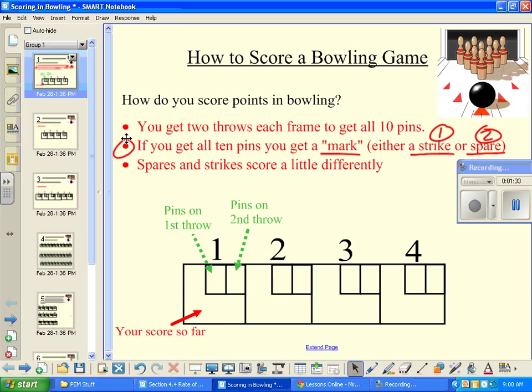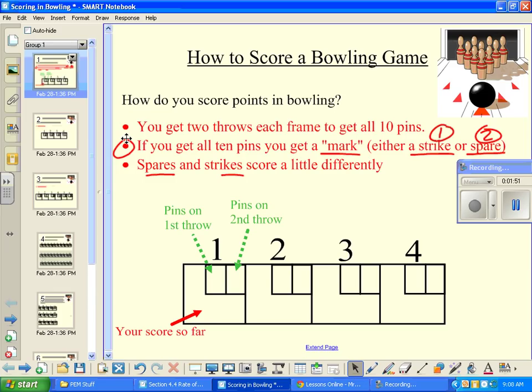So we are obviously trying to get a higher score. You want to get marks because that's when you get all the pins, and then you get a bonus for those as well. Spares and strikes score just a little differently though, which is the only thing that makes scoring a game of bowling a little tricky. Other than that, everything else, you just add up how many pins you get.